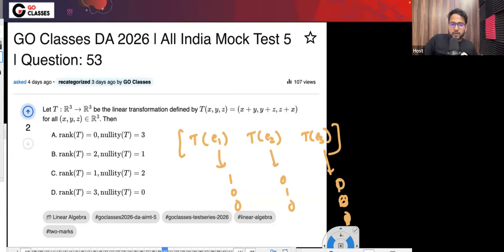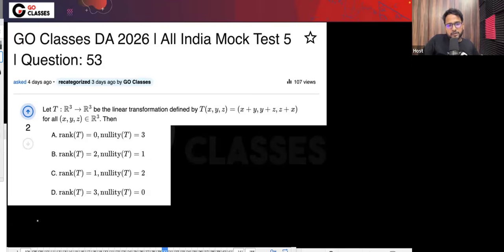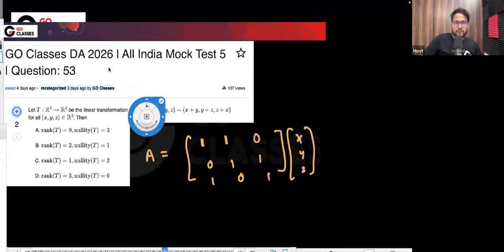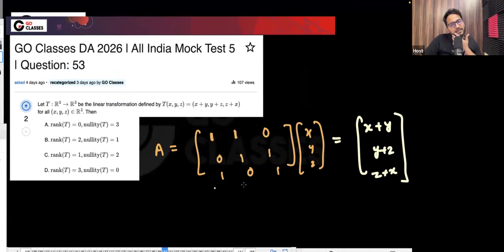You can do this, or you can directly use the shortcut. If you want to find the standard matrix associated with this linear transformation, row wise you write the coefficients: x and y are 1 1 0, y and z are 0 1 1, and x and z are 1 0 1. If you multiply by x, y, z, you will get exactly x plus y, y plus z, and z plus x. So this is the standard basis matrix.